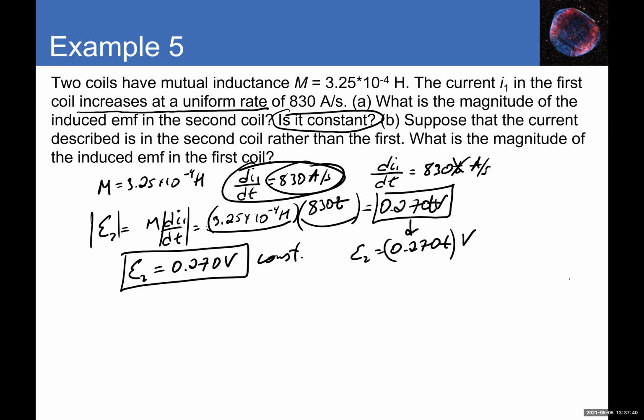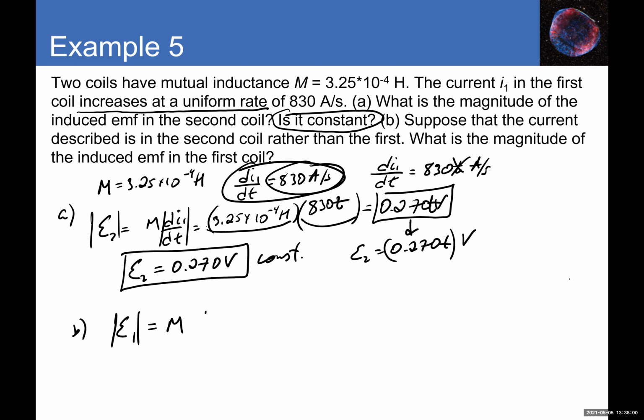Part B says, suppose that the current described is in the second coil rather than the first. What is the magnitude of the induced EMF in the first coil? Well, let's call this part A. Part B. Here what we have is this. Let's say if I'm doing EMF1, it equals negative M, or let's take an absolute value.